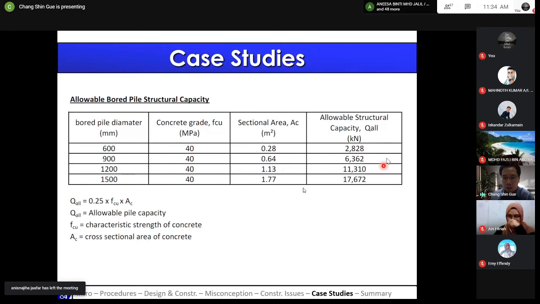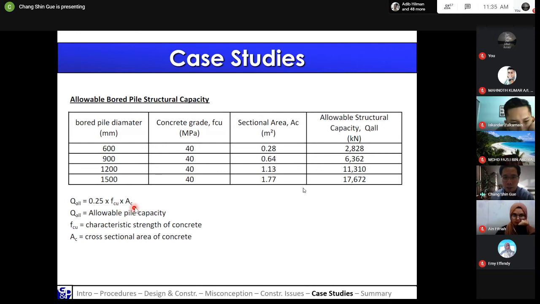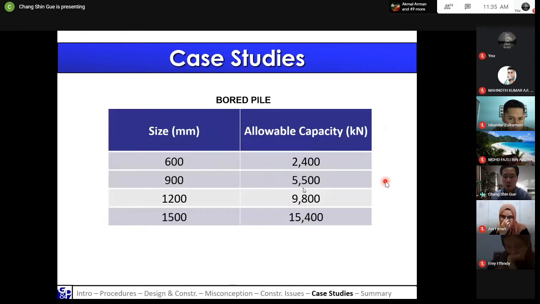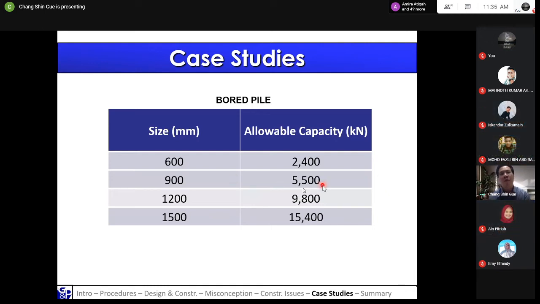So then you can calculate the allowable structural capacity, which is 0.25 multiplied by fcu and Ac. So this is the allowable structural capacity of the pile. So it's only the structural capacity. So typically we will limit the structural capacity to about 85% or 90% as your allowable capacity. So this is based solely on the structural capacity alone that we decided to round it up, like 600 will be 2400 and so on. So this is the structural capacity.